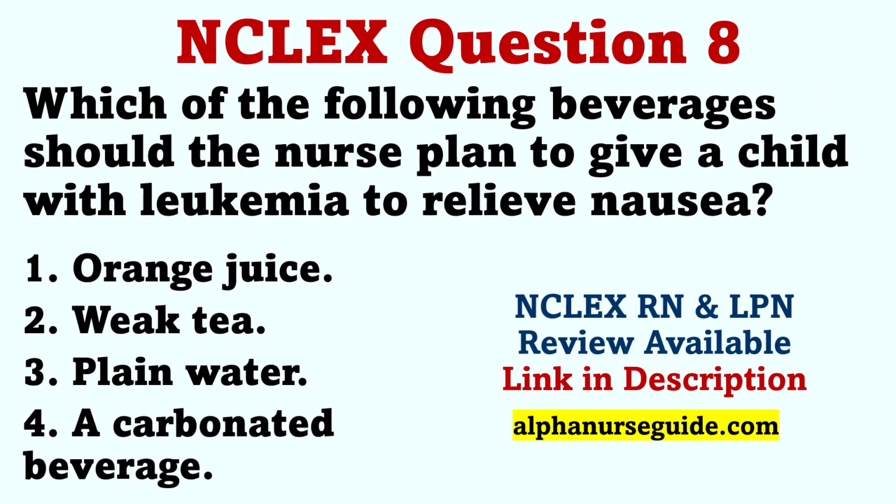Which of the following beverages should the nurse plan to give a child with leukemia to relieve nausea? 1. Orange juice. 2. Weak tea. 3. Plain water. 4. A carbonated beverage.